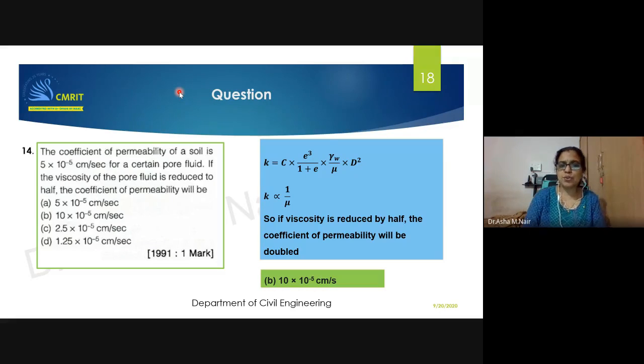Now, please note, this expression is highly important because many times, not only in terms of viscosity, we can expect questions wherein it is correlated to e. When e is increasing or decreasing, how is K changing? You can even get questions correlated to D: if D is changing, how exactly is the value of K going to change? So please note this is a very, very important expression. If you know this, you can do any type of problem that comes in this regard.